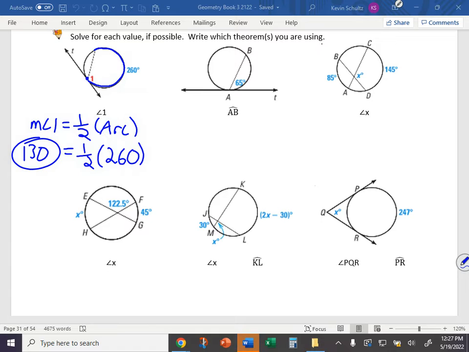If you start and say, okay, what do I have? Where's my vertex? What am I working with here? Get the picture, get the formula, and just plug the values in. Right?